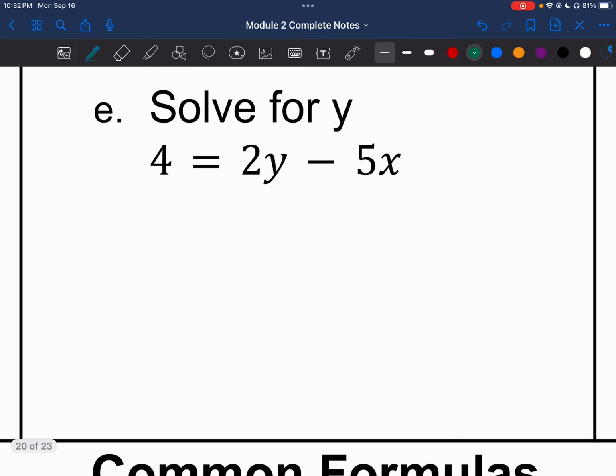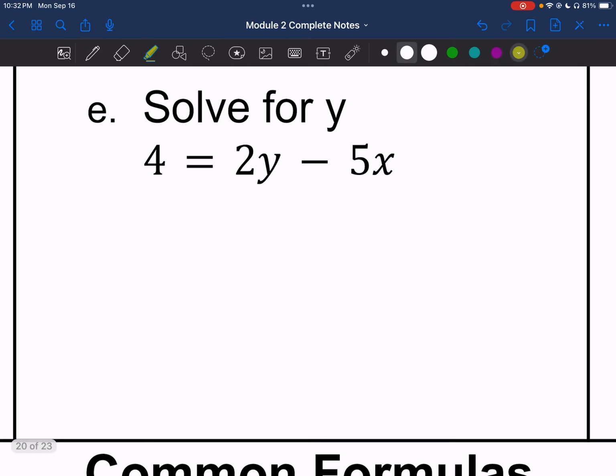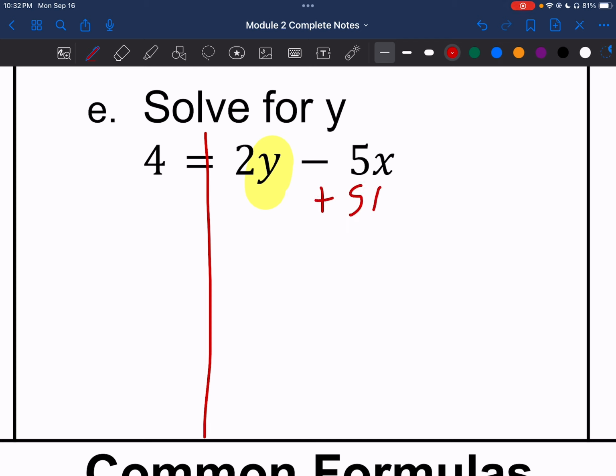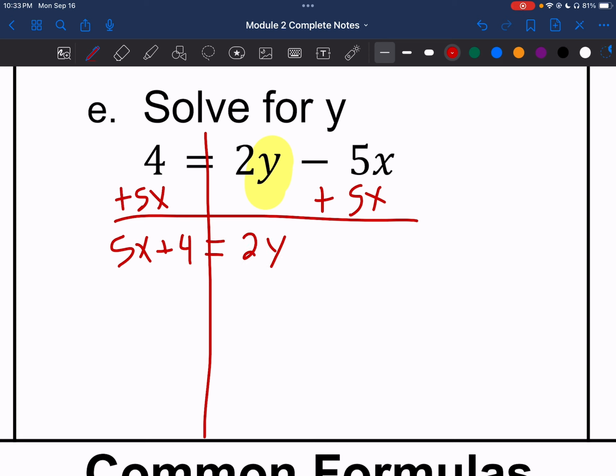Letter E is again asking us to solve for y. And so we have a y right there. And we're going to start with our dividing line. So we have 5x being subtracted, so I'm going to add 5x to both sides. And we've got 5x plus 4 is equal to 2y. My second step will be divide by 2. So we have 5 halves x plus 2 is equal to y.